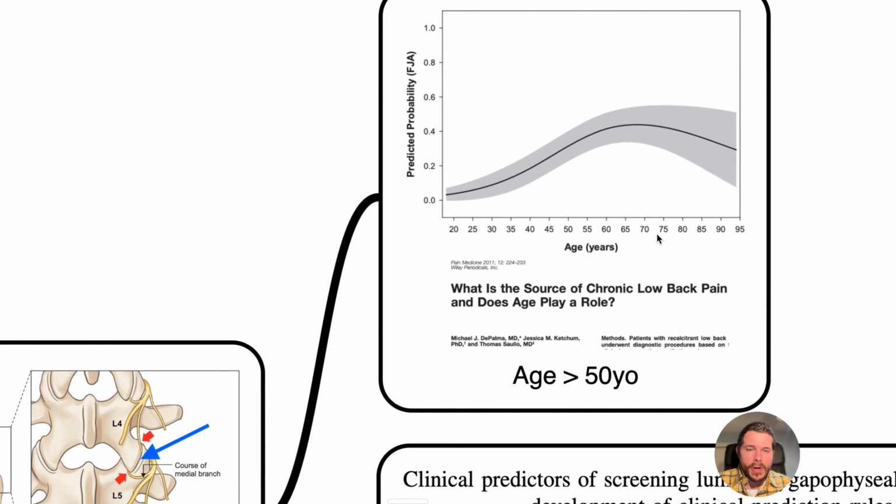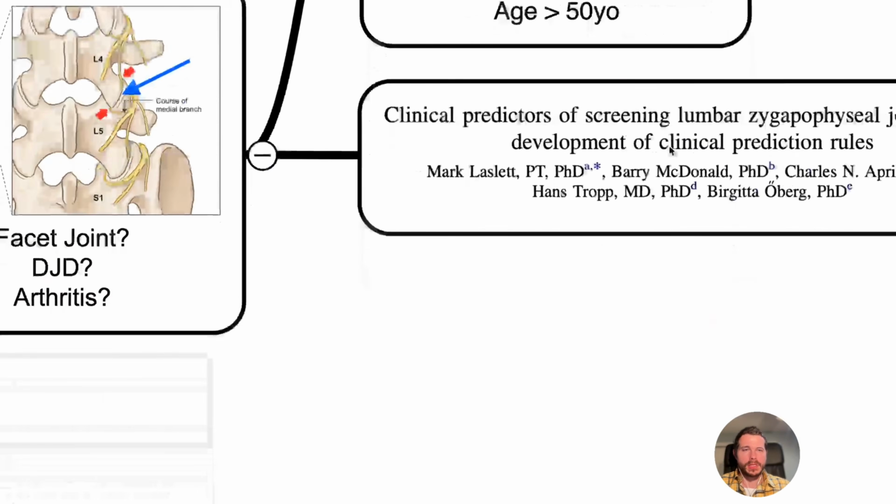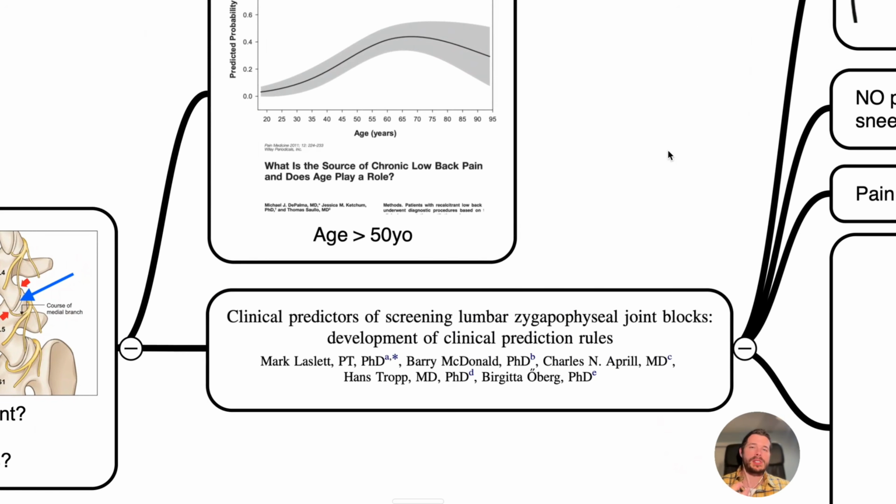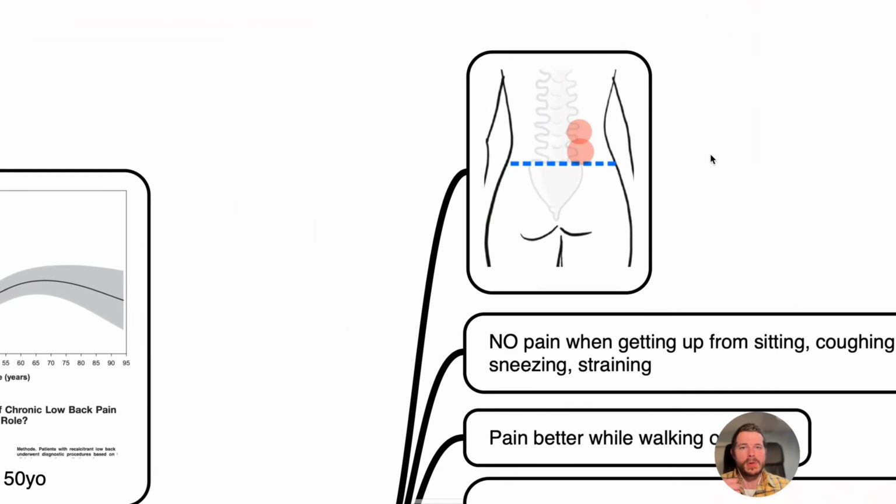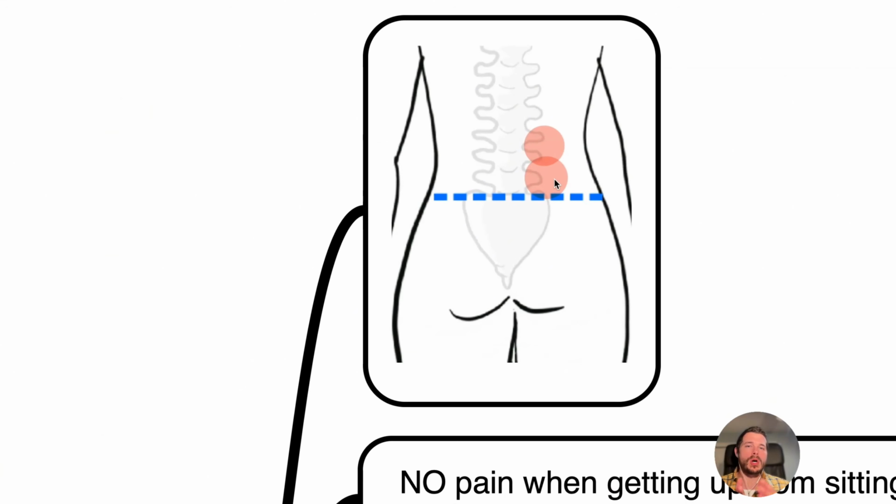So are you greater than 50 years old? You can see here, age plays a role in that disc problems were more common if you were less than 50 years old. But as you get a little bit older and wiser, facet joints become the more likely cause or a more likely cause of symptoms. Right? Taken from some research as it relates to screening for facet joint problems, we can see again, symptoms are almost always off to one side at a specific level.